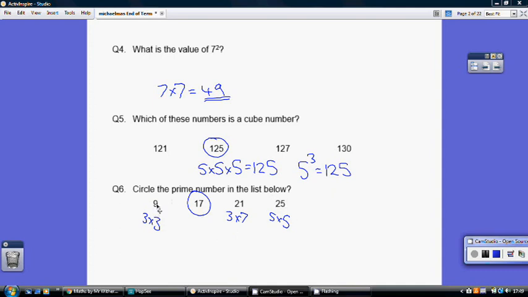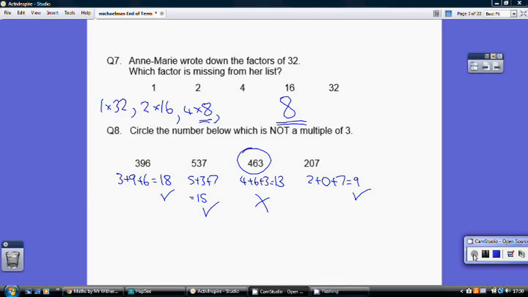So looking at these, let's look at the 3 which are not prime. 9 is not prime because apart from 1 times 9, you've also got 3 times 3. 21 is not prime because as well as 1 times 21, you've got 3 times 7, and with 25 you've also got 5 times 5. So 17 is the only prime number because the only way you can obtain 17 when multiplying 2 whole numbers together is 1 and 17 itself.